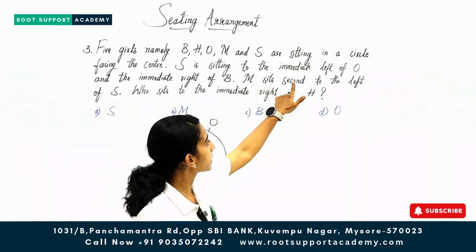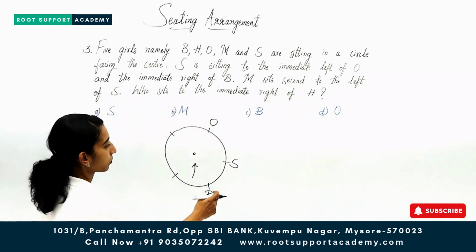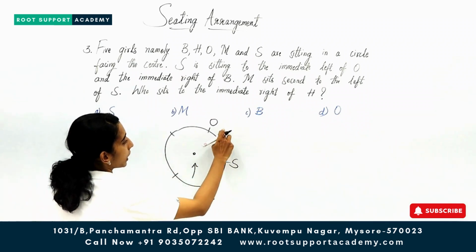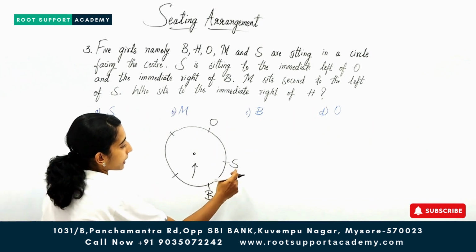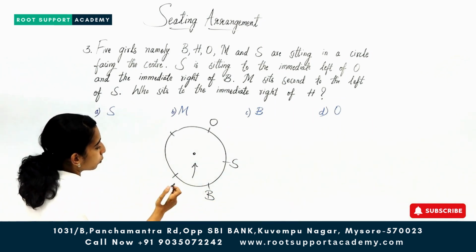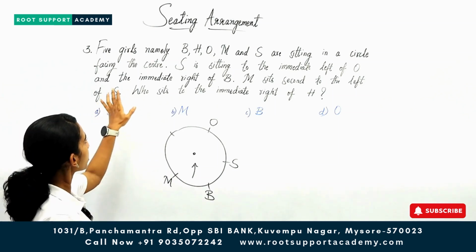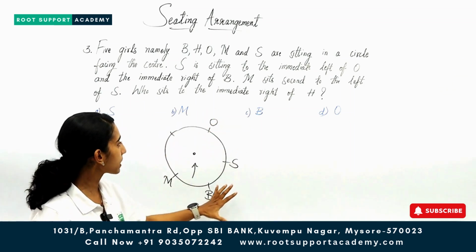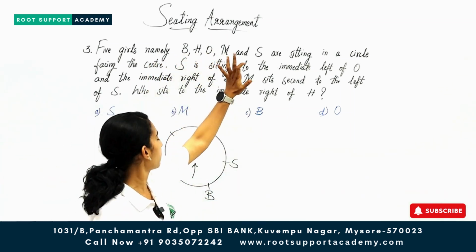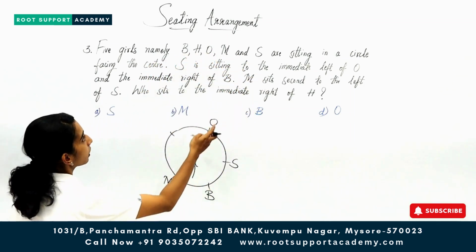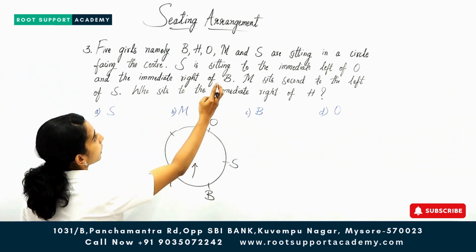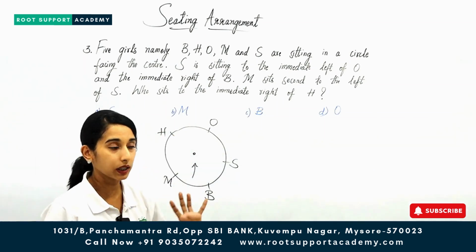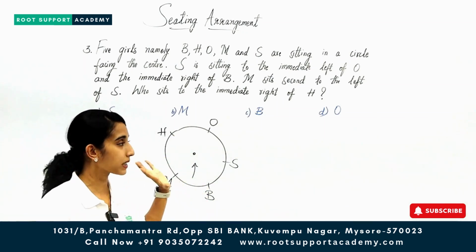Next, M sits second to the left of S. So this is the right side of S and this is the left. Second means position 1, 2. Who sits here? M sits second to the left. Next, who is left here? B, H, O, M, S. What is not given here? We have written B, and then who is missing? H. H we have not given here. So if one is not given, then that is the last position missing.